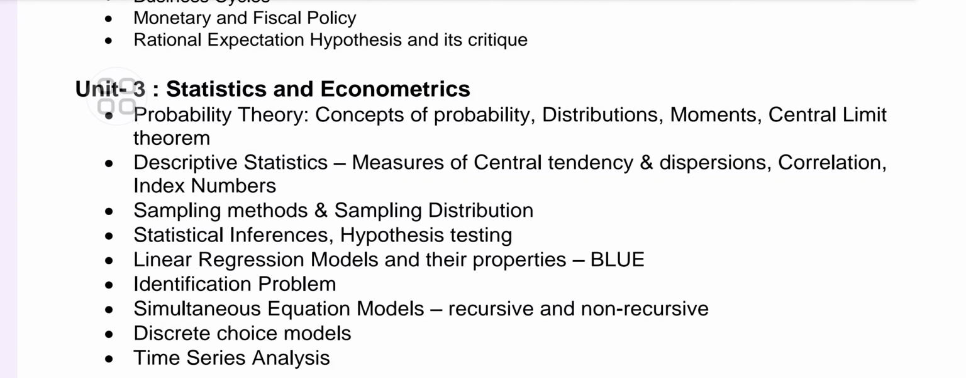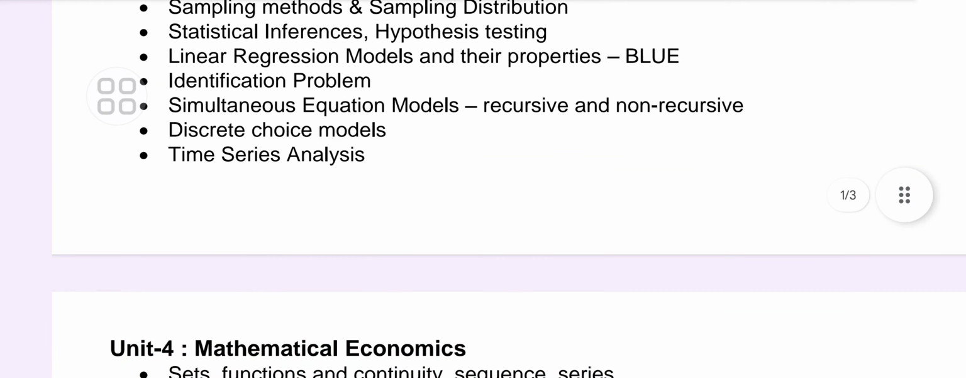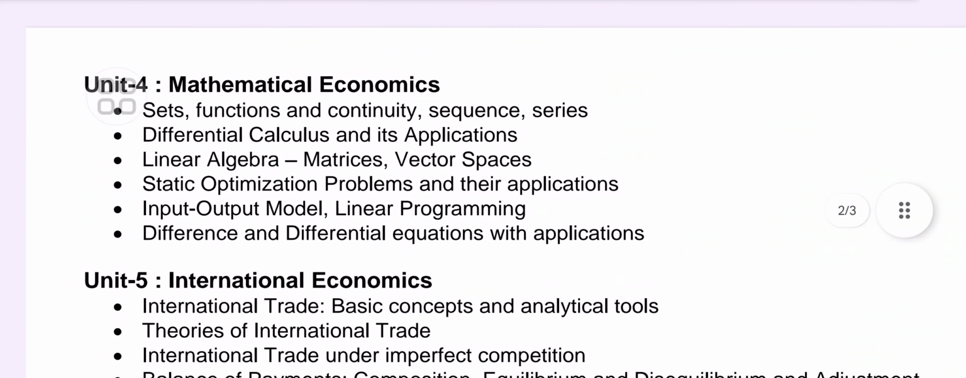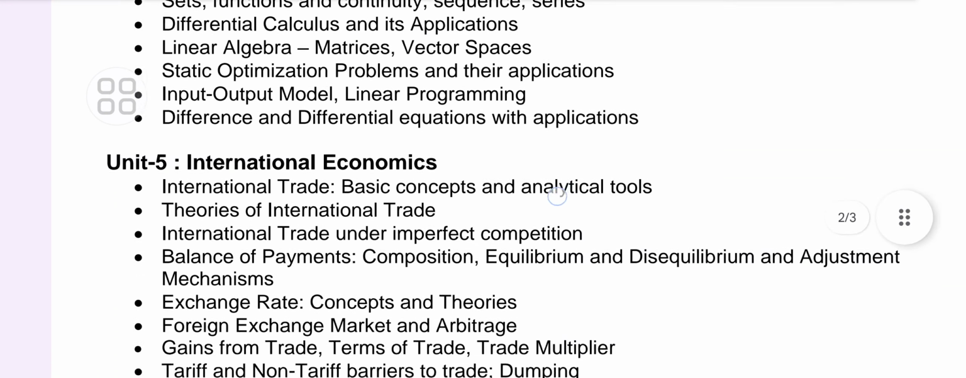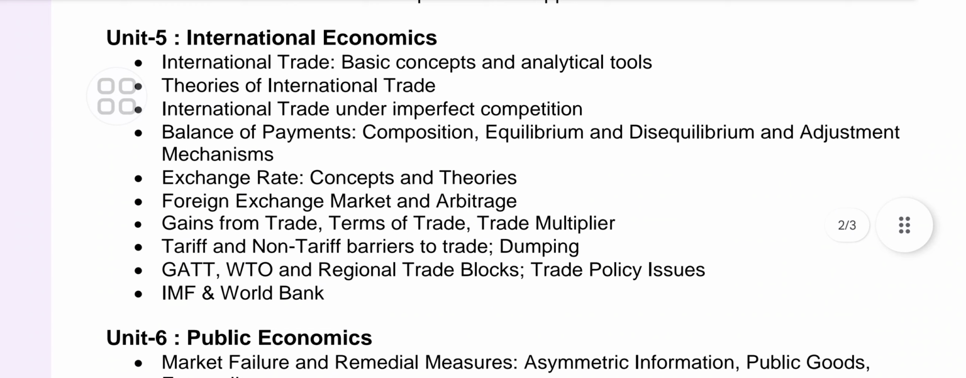The BLUE, best linear unbiased estimator, what it is. Identification problem, simultaneous equations, discrete choice model, time series analysis. Then you will have mathematical economics like sets, function, differential calculus, integration, differentiation. Then linear algebra like matrices, vector space, static optimization problem and their application, input output, difference and differential equation.